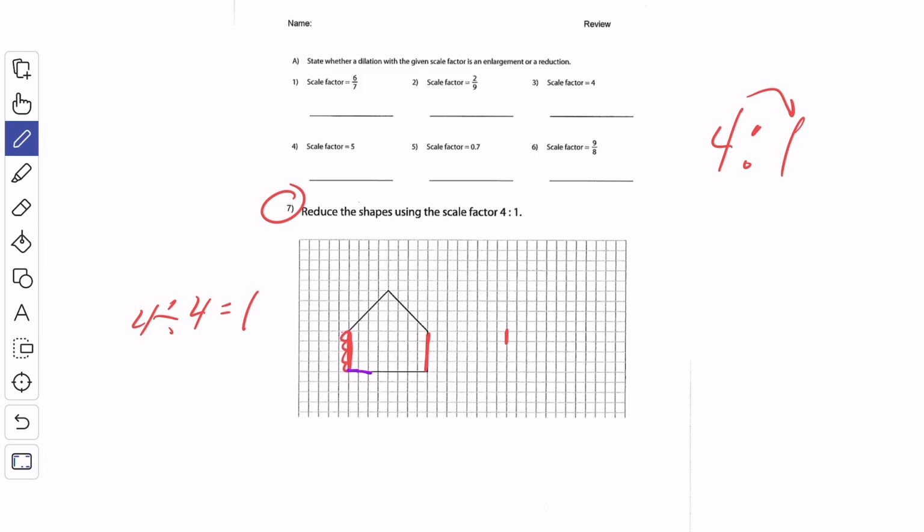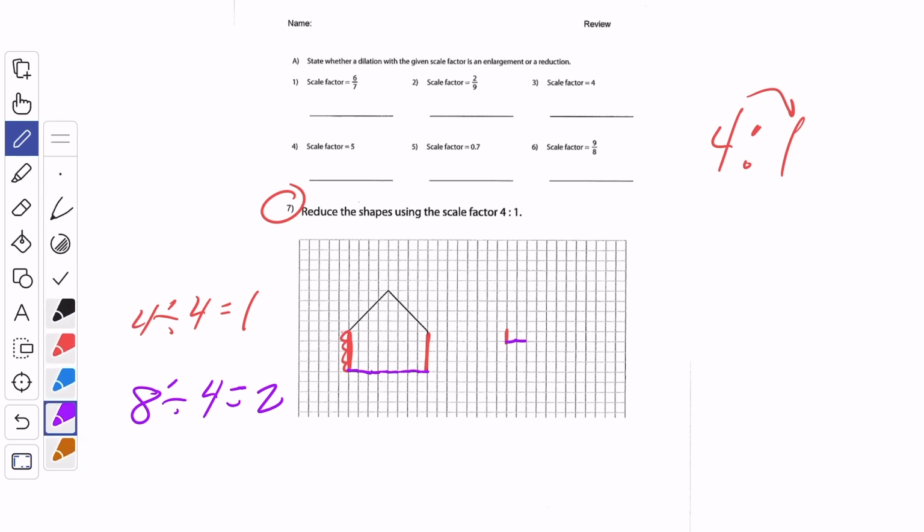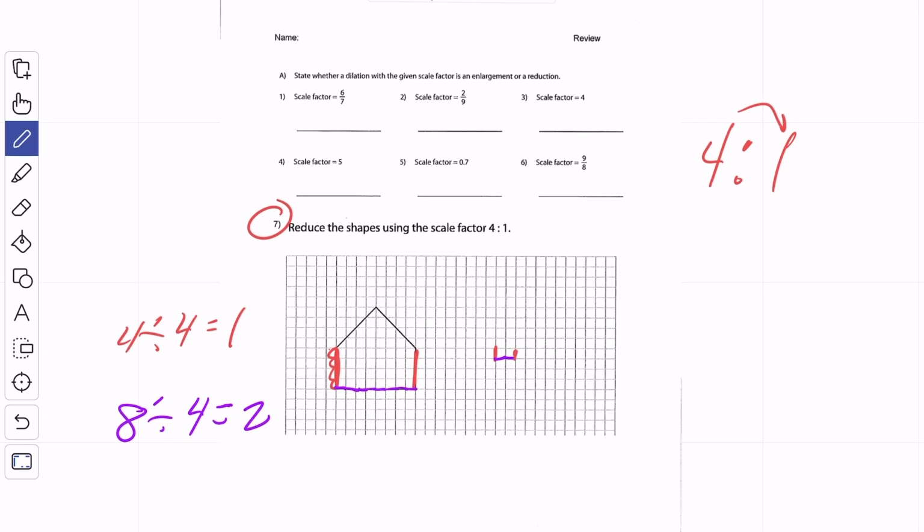Here it's 1, 2, 3, 4, 5, 6, 7, 8. So this base is 8. And since we know we're making it smaller and it's a scale factor 4, I do 8 divided by 4. So it means it's going to be 2 units though. This other side is going to go up 1.